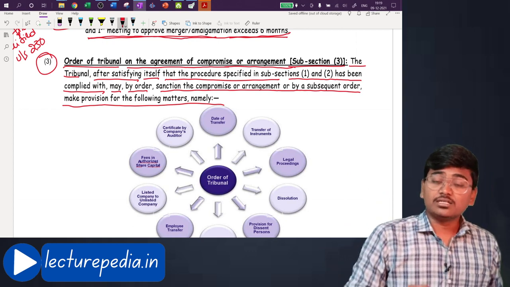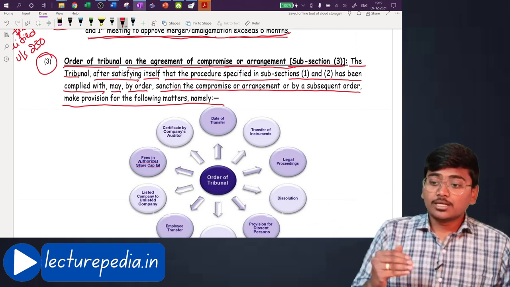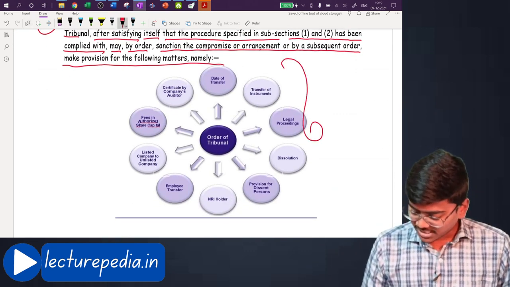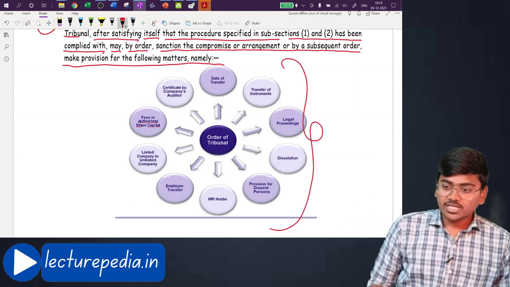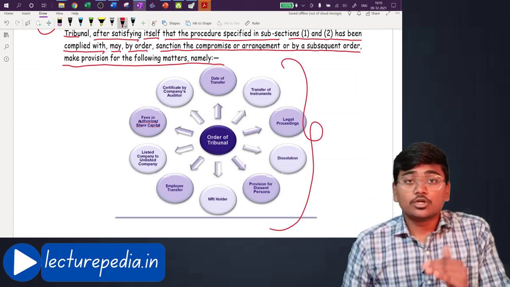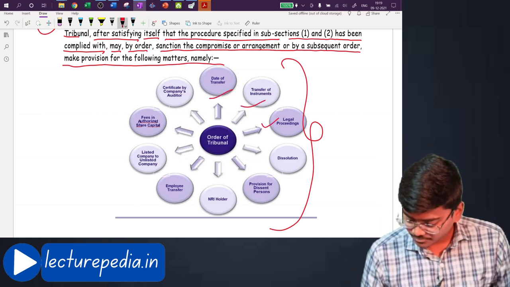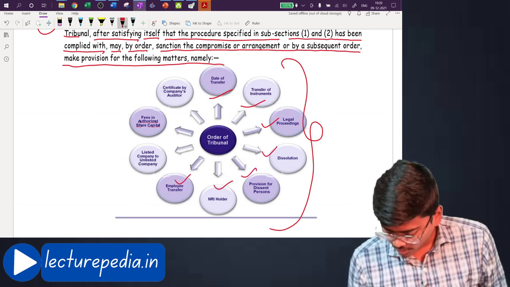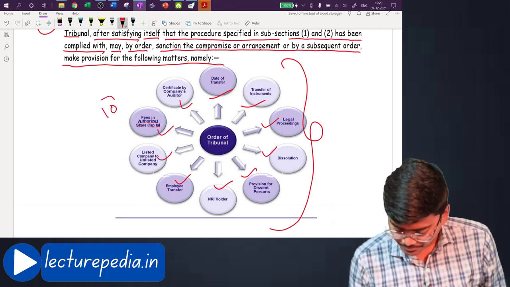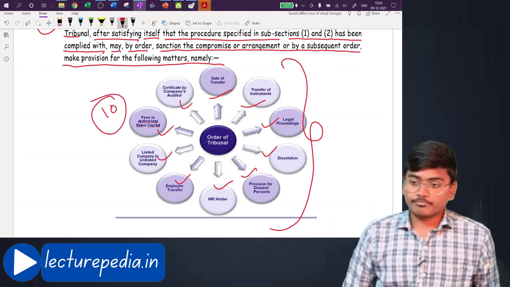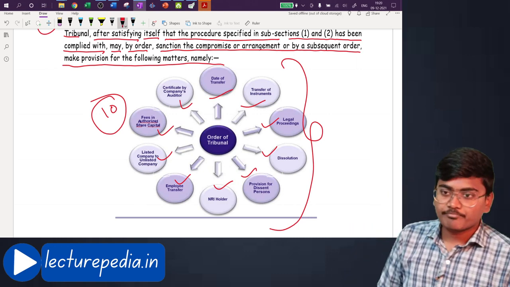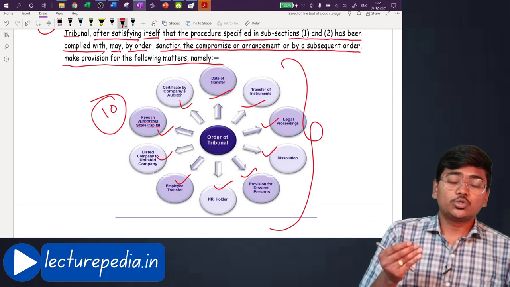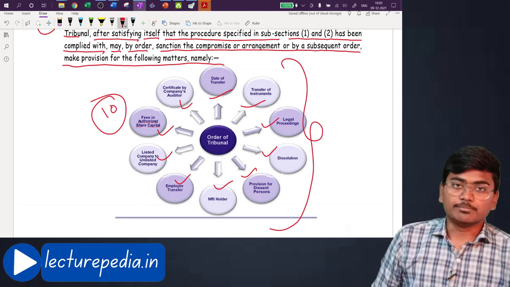approving the merger, and this final order may contain all these requirements. That is, this order will contain some provisions which will answer these questions. We can't say questions, we will be dealing with these matters. There will be 10 points which you have to remember, which you have to memorize. We will discuss them in a logical manner so that you will be able to easily remember them.